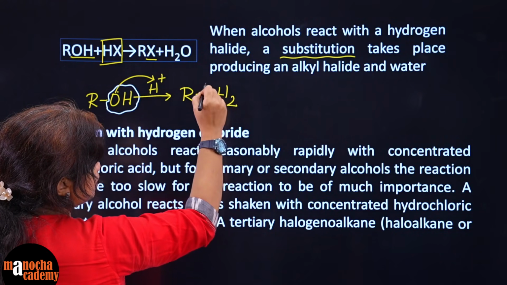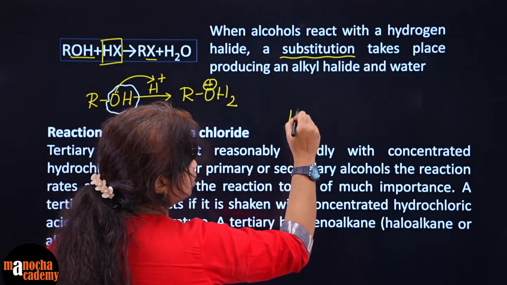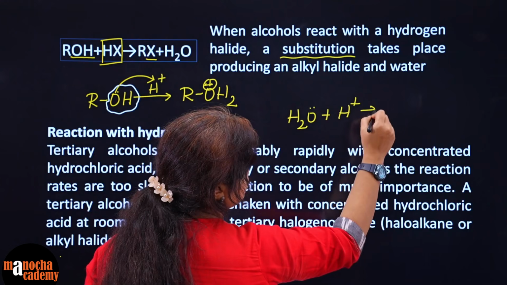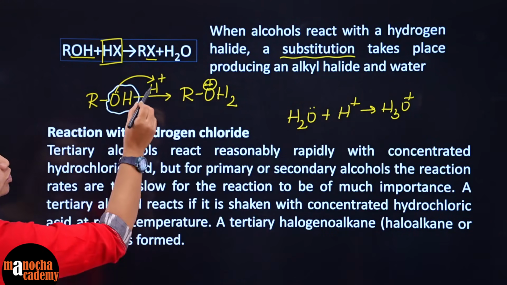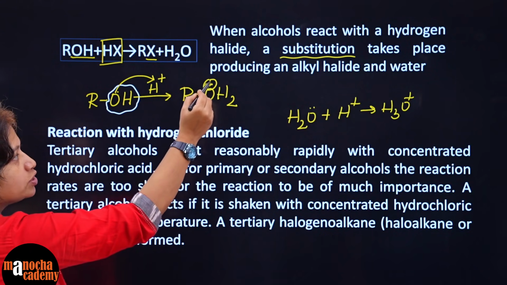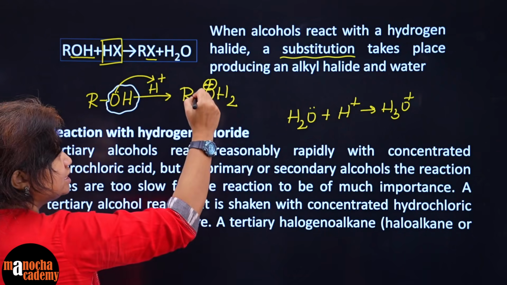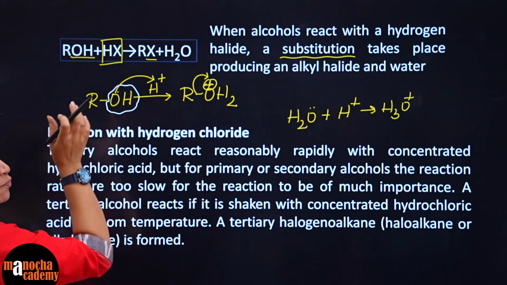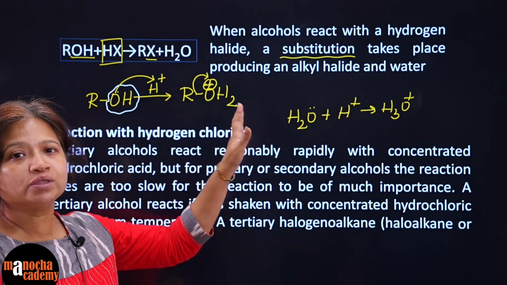You can compare this with, sorry, it will be a plus sign here, like water with a lone pair plus H plus, what do you get? You get hydronium ion, isn't it? Same thing here, ROH plus H plus, you get protonated alcohol. Now, electronegative O is having a positive charge, so this now leaves. So OH, a poor leaving group, becomes a good leaving group after protonation with the acid.